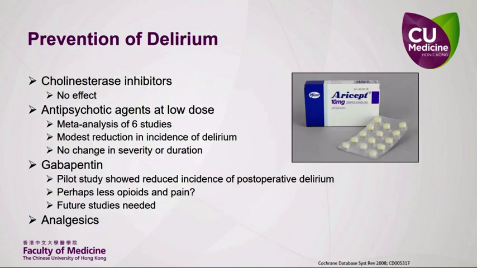Many agents have been attempted in the prevention of delirium, but with very little success. Cholinesterase inhibitors, often used in Alzheimer's disease, low doses of antipsychotics, gabapentin, and analgesics are not to be used in delirium prevention, as the data is not significant enough to warrant usage.